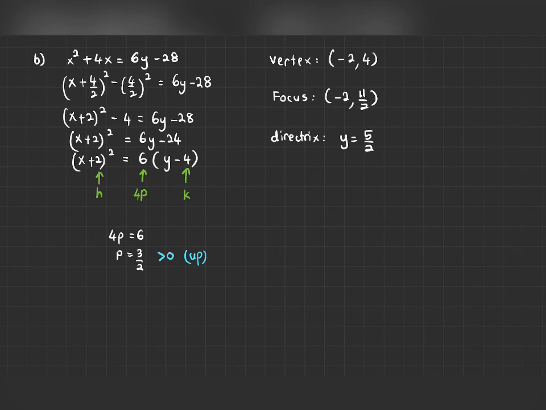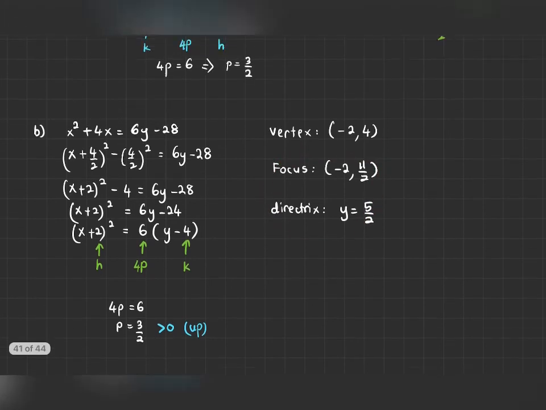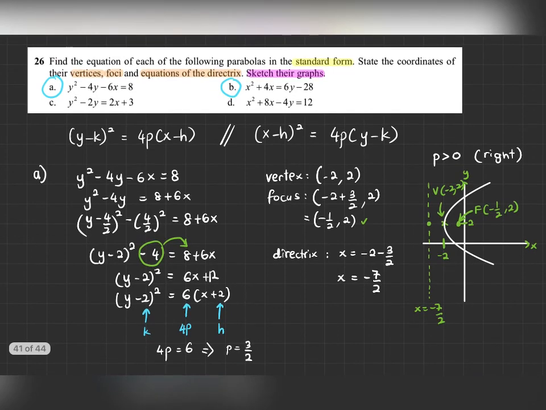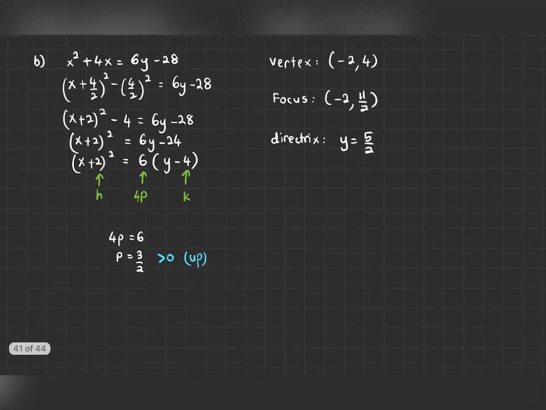Satu lagi cara kan sebenarnya. Let's say kalau kamu tak tahu kat mana fokus dengan directrix ni, boleh je kamu sketch dulu. Sebab apa? Kalau tengok soalan ni, benda ni semua berlaku serentak. Kan? So, boleh je kita sketch dia dulu. Lepas tu baru kita identify kat mana fokus, kat mana directrix. So, mari kita lukis dia pula.